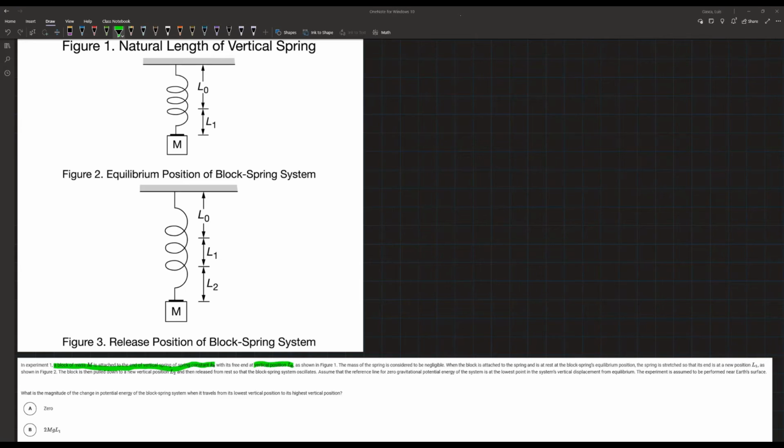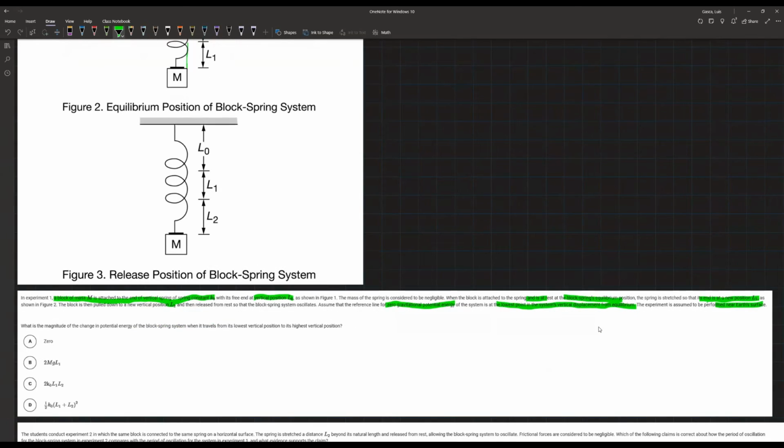When the block is attached to the spring and is at rest, at the block's equilibrium position, the spring is stretched so that its end is at a new position L1. So here it is showing that we're going to pull it a distance L1, as shown in figure 2. The block is then pulled down to a new vertical position L2 and is released from rest so that the block-spring system oscillates. Assume that the reference line for zero gravitational potential energy is at the lowest point of the system's vertical displacement from equilibrium. The experiment is assumed to be performed near Earth's surface. And the question is, what is the magnitude of the change in potential energy of the block-spring system?